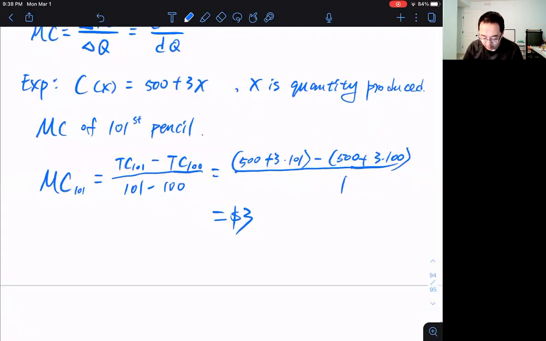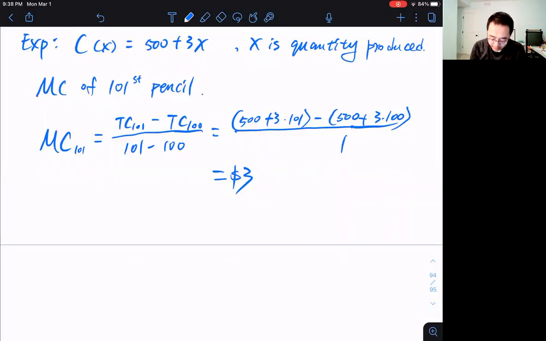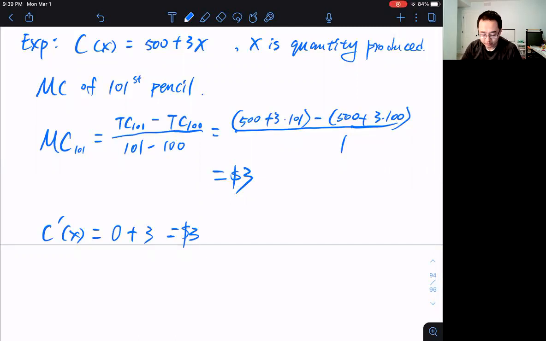Now, given this knowledge of derivatives, you can say, well, okay, the 101st pencil's marginal cost is, I take the derivative of this cost function, and if there is still an x, I'll just plug 101 in, and that will give me the answer. So you just take the derivative of c of x. 500 is a constant, so the derivative of that is 0, plus 3x, the derivative is just 3. So that means it's 3. This tells you, hey, every pencil you produce will cost you $3. It's a constant marginal cost. So the 101st one is going to be $3.